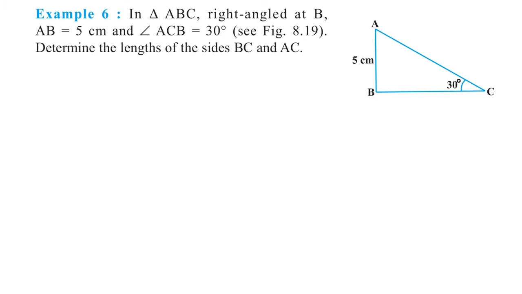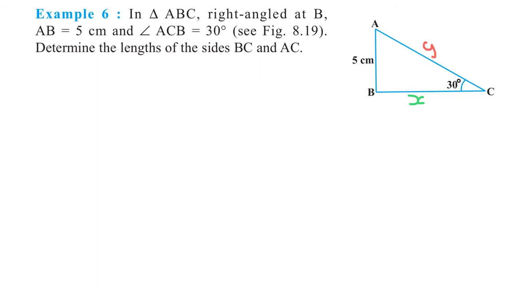Let's try this. In triangle ABC, right angled at B, AB is equal to 5 centimeters and angle ACB is equal to 30 degrees. Determine the lengths of the sides BC and AC. For ease of working out the problems, let us label them with variables. BC as side X and AC as Y.